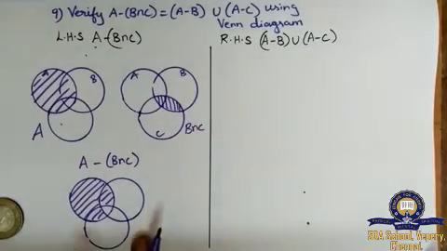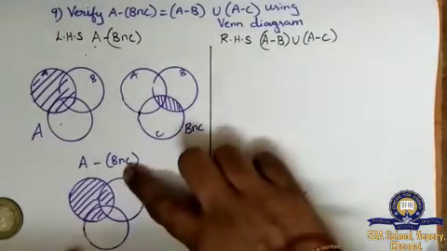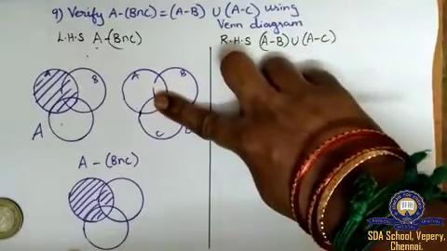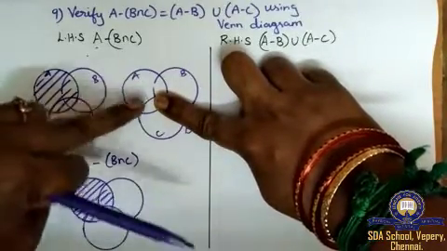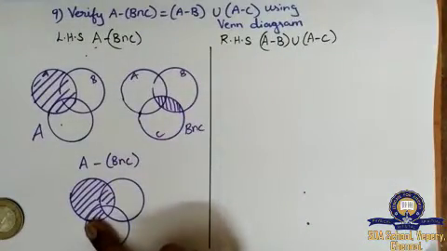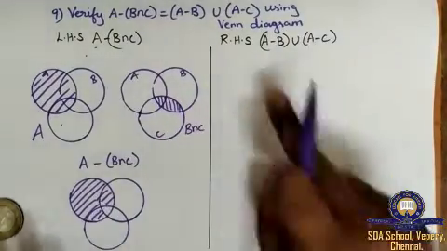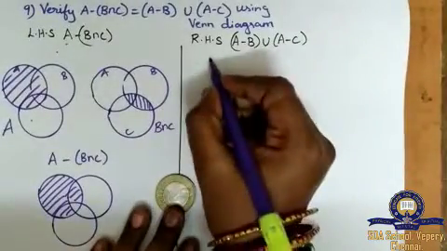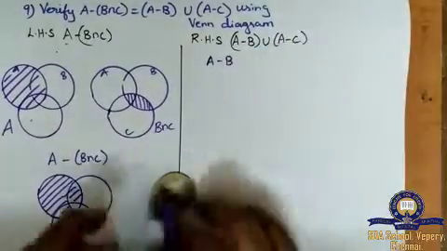Then I have drawn all the three circles, and A minus B intersection C means we have to leave this B intersection C and draw all the three parts of A. That is A minus B intersection C. This is LHS. Next is what? RHS. First we are going to find out A minus B.